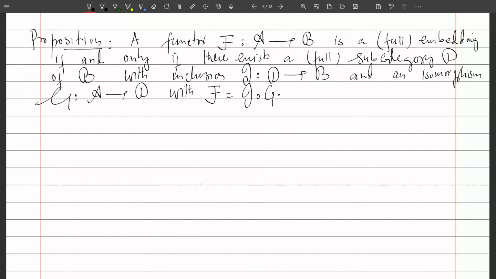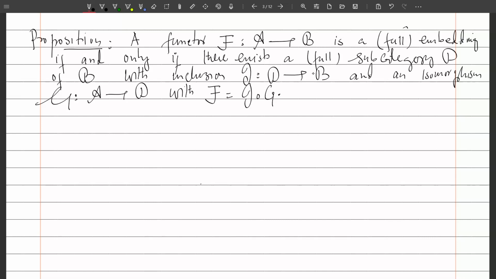Now let us prove this. So what we have to prove actually? So we have a category A and a category B. So one should note here, this result states that a functor f is a full embedding if and only if it's a full subcategory. So if we drop full here, then it is a full embedding if it is a full subcategory. Otherwise, it is an embedding if and only if it is a subcategory.